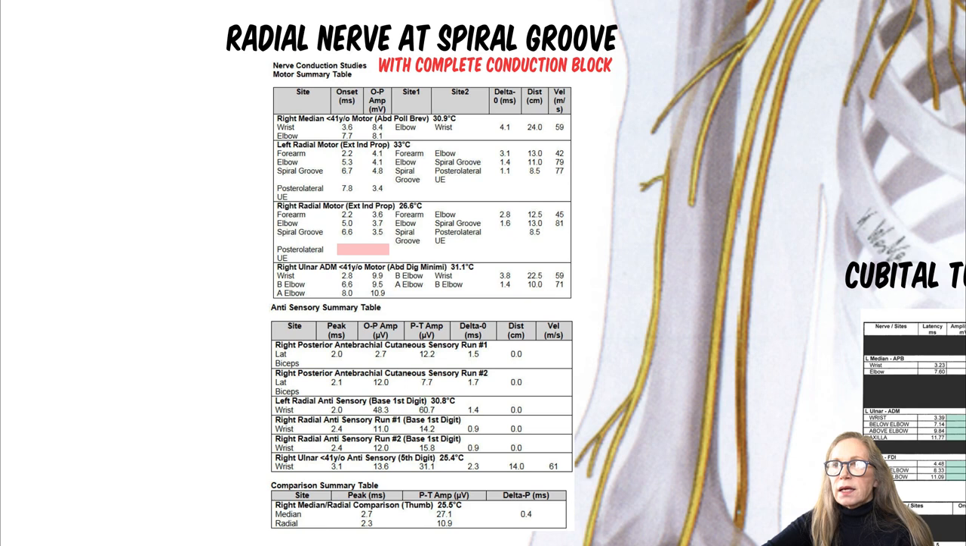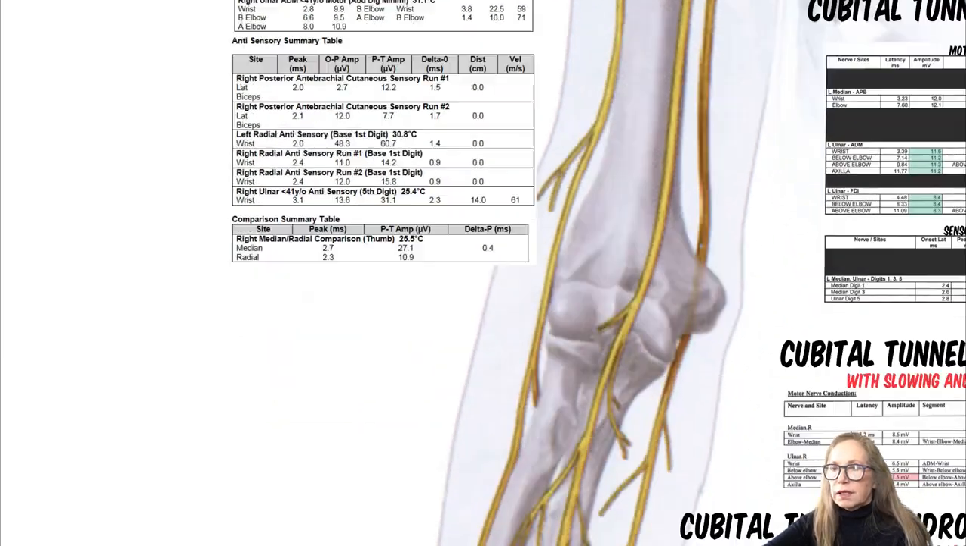Now, complete conduction block. This is a gentleman with a complete block and a wrist drop. The amplitude's not bad, but when you stimulate above the spiral groove, they get nothing. So this is a complete block.